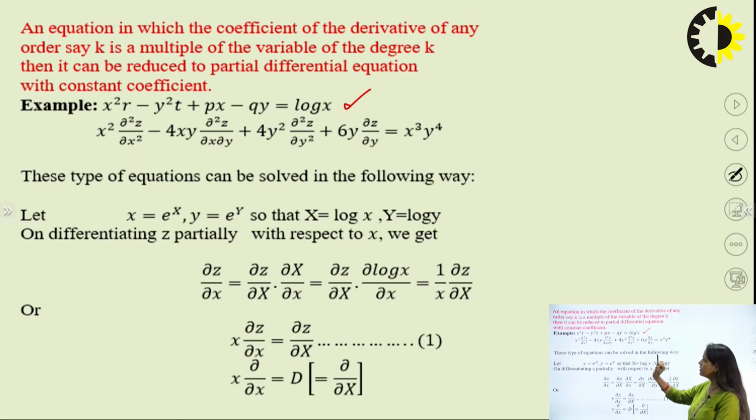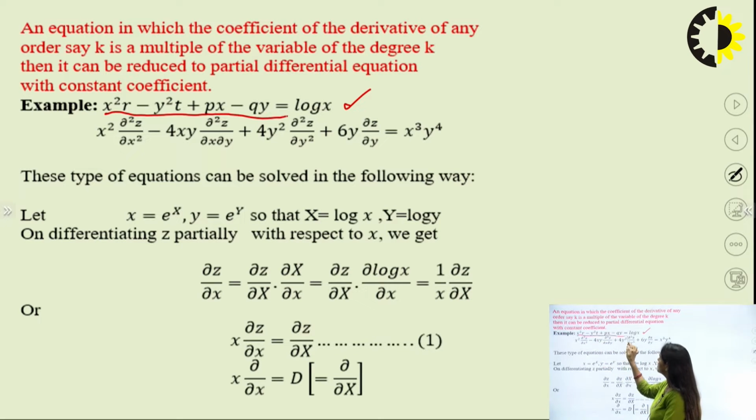In the first example, I have written x square r minus y square t plus px minus qy is equal to log x, and in the second example, I have written x square del 2z upon del x2 minus 4xy del 2z upon del x del y plus 4y square del 2z upon del y2 plus 6y del z upon del y is equal to x cube y to the power 4. First, I will explain to you this second equation.